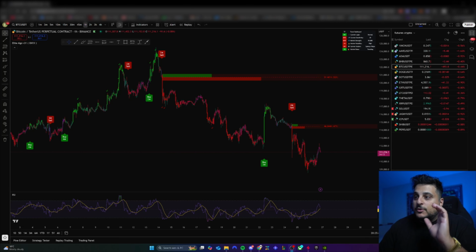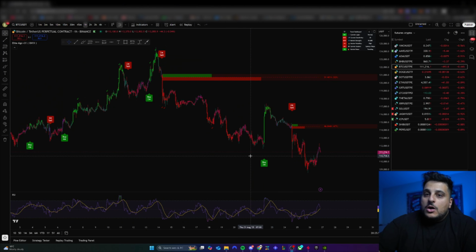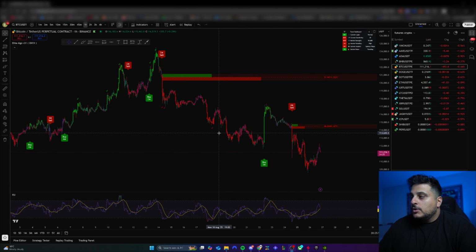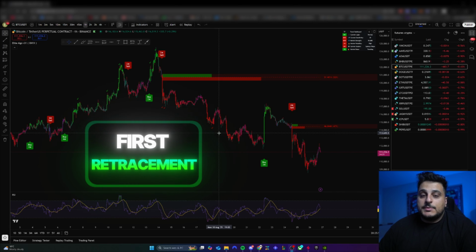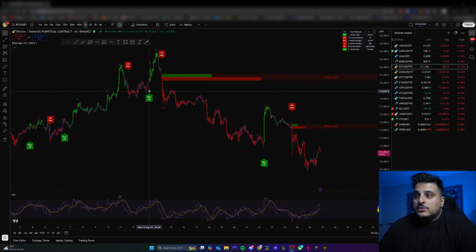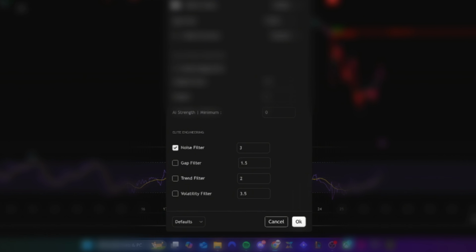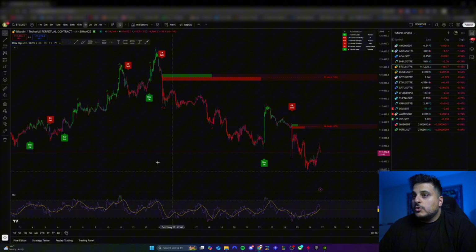Okay, so for this strategy, what we're going to do is wait for a brand new signal to pop up on our chart from Elite Algo, okay? The next thing we want to do is wait for the first retracement. So almost every single time that you're going to see a signal, there's always going to be some type of retracement, especially when we are using the settings with the noise filter over here, as you can see. So what do I mean by this?